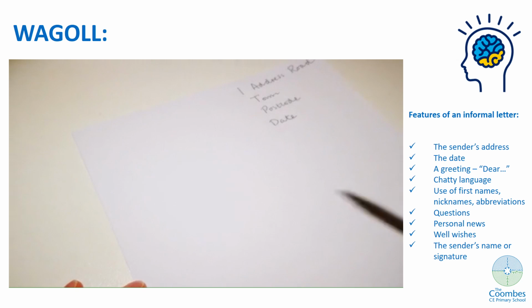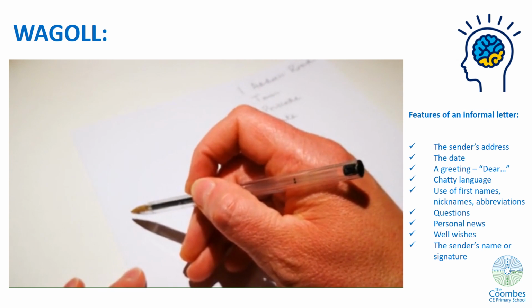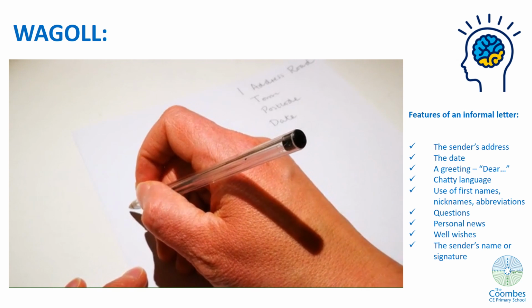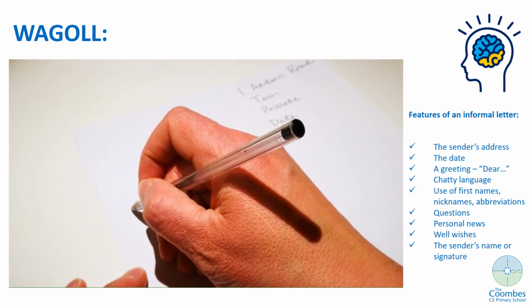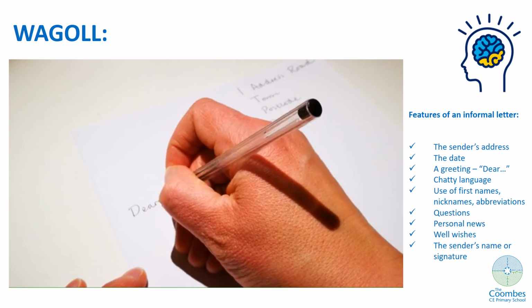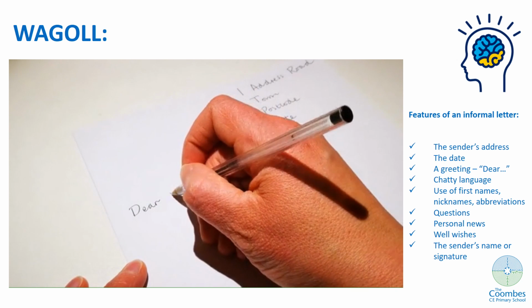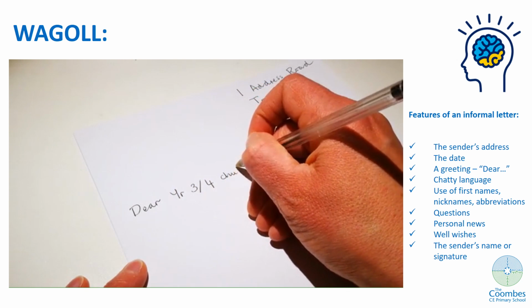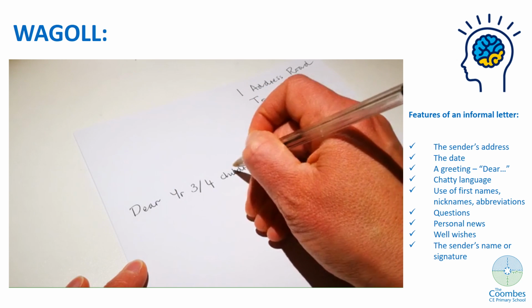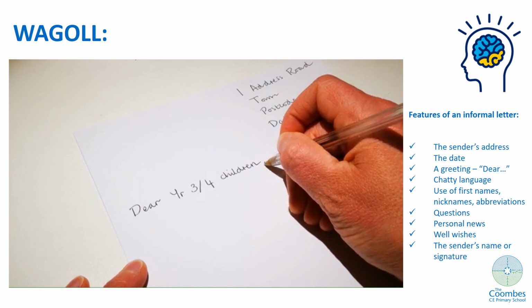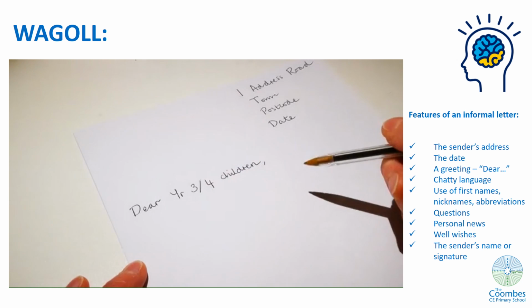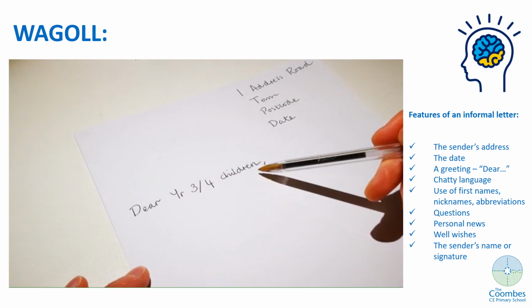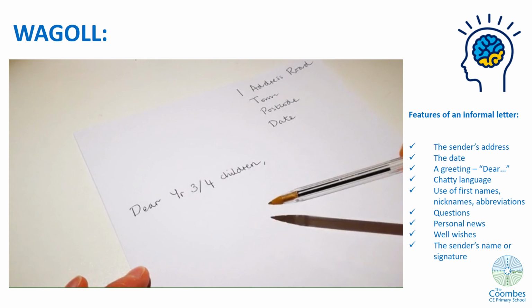And then we come over to the left to start our letter. So we begin with a greeting. We know that we start with a letter with dear. And because I'm writing to you, I'm going to write dear Year 3, 4 children. But obviously you will write the name of the person that you're writing to. So it might be your grandma or your auntie or your mum or your dad. You put their name here and you follow it with a comma.